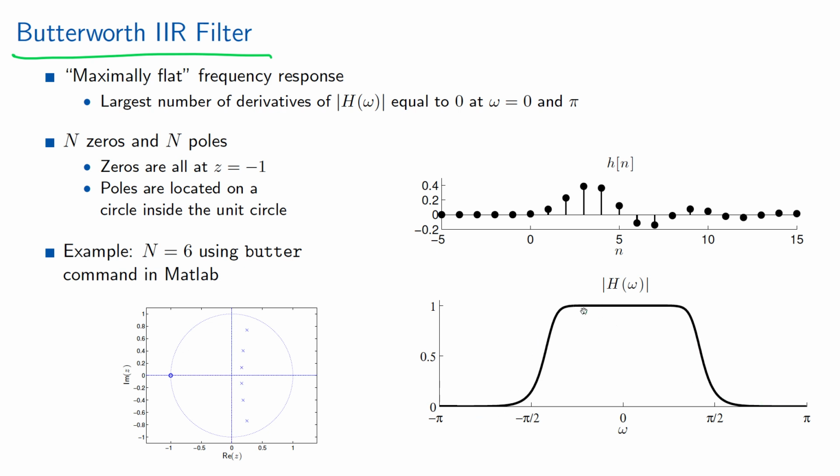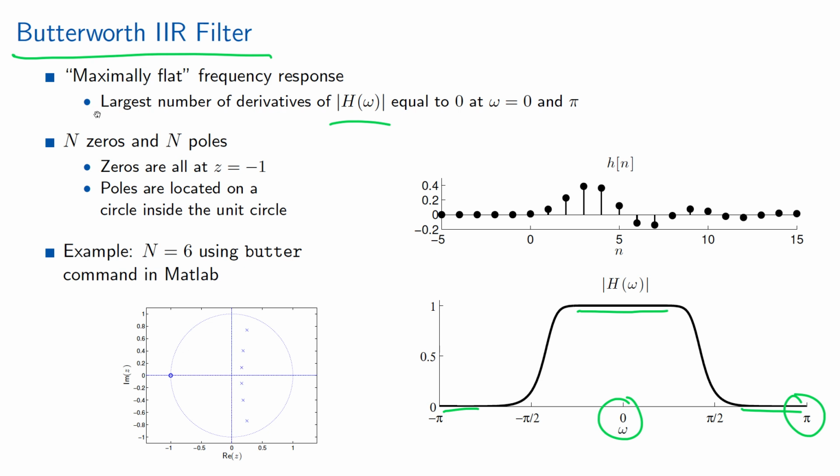And it's very, very flat. You can look how flat the response is here around the frequencies 0 and pi. And in fact, the Butterworth filter is the most flat possible filter at the frequencies 0 and pi. And the way that we make it the most flat possible is we look at a Taylor expansion of the frequency response around the frequencies 0 and pi.